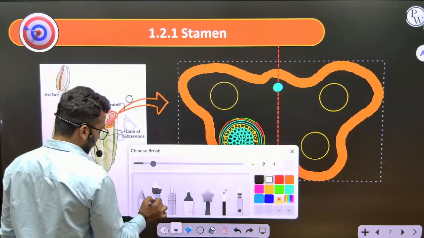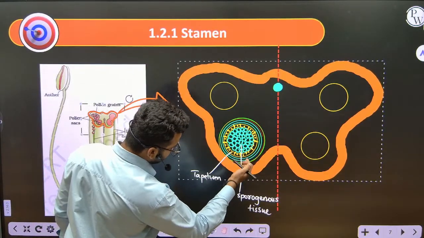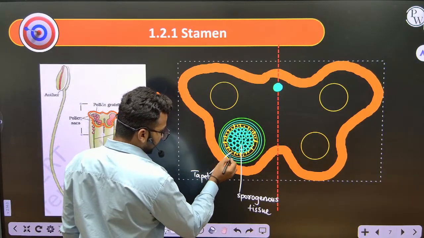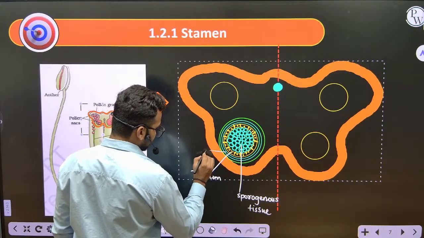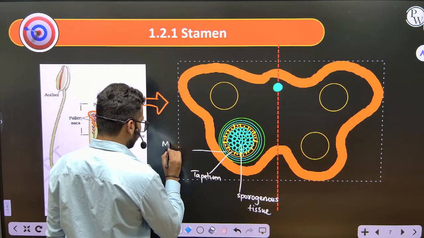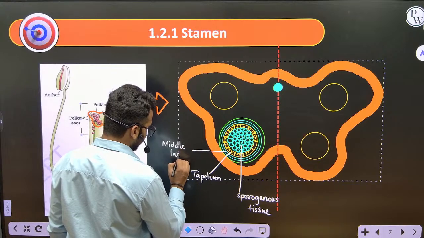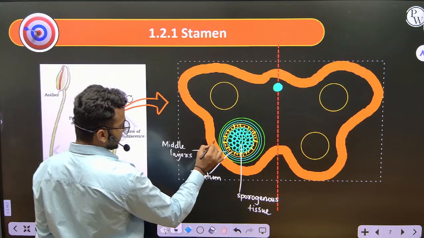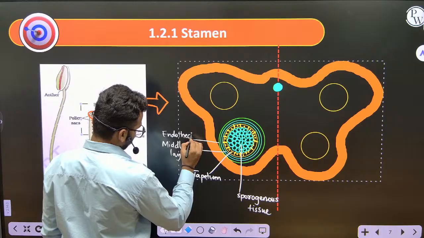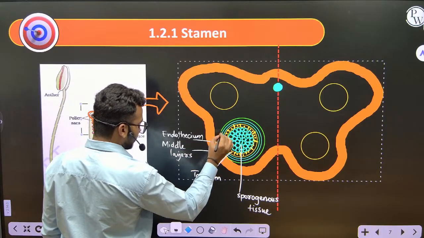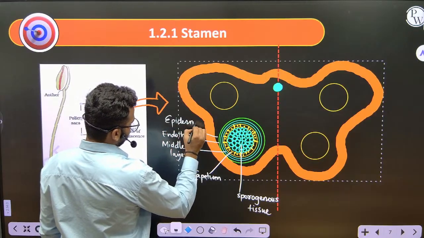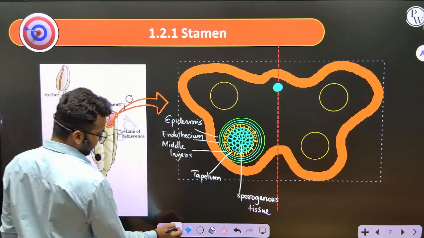First, let me write this. What are the different layers we come across? There are four layers. One is the tapetal layer, the innermost layer, and next to that are the middle layers. Next to that is the endothecium, and next to that there is one more layer, that is the epidermis. So these are the several layers which we will be coming across.